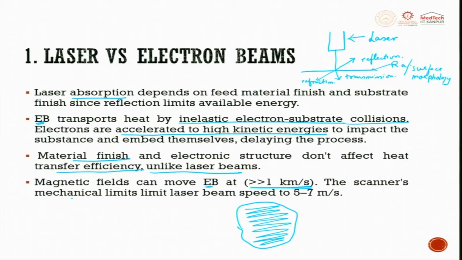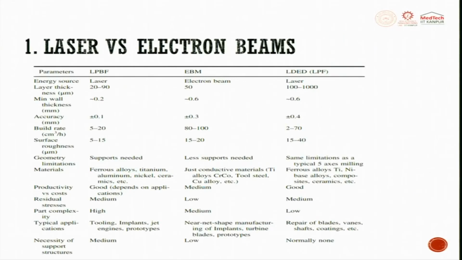The scanner mechanics limit the laser beam to 5 to 7 meters per second. With laser, you will use a galvo system. This galvo system is predominantly mechanical based. It will be sweeping the light source to focus on the workpiece. So, this puts a limitation of 5 to 7 meters per second. This makes electron beam faster as compared to laser.